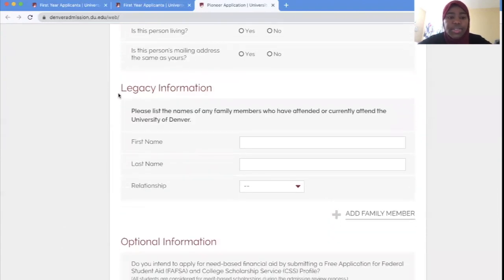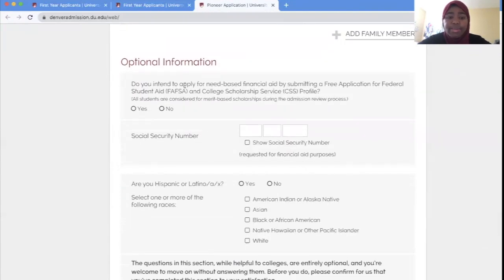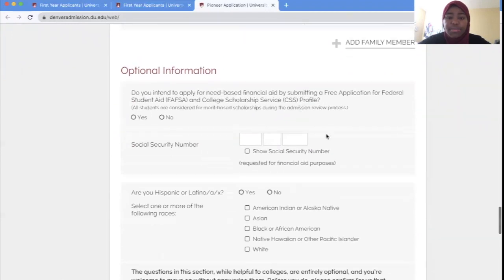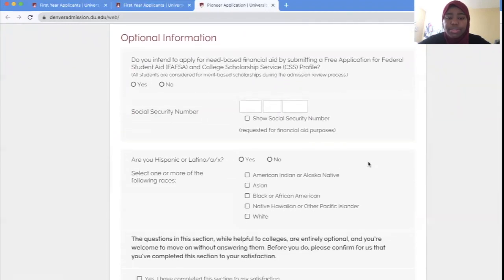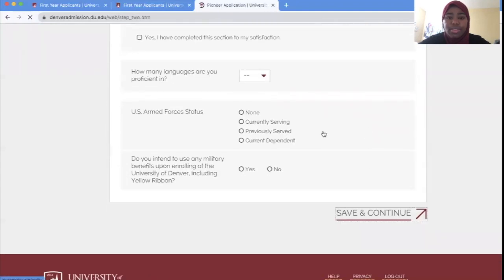and this question here is asking you about legacy information. So what that is, if you have a family member who has attended or currently attends DU, you put that information here. And then if you have completed the FAFSA or the CSS profile, you put that information there. We do require both for DU. Save and continue.